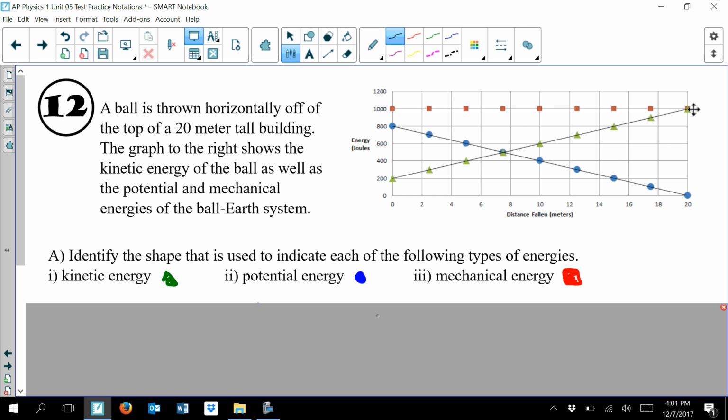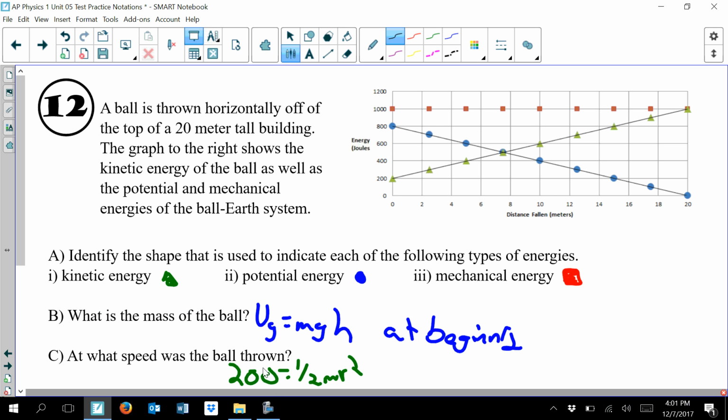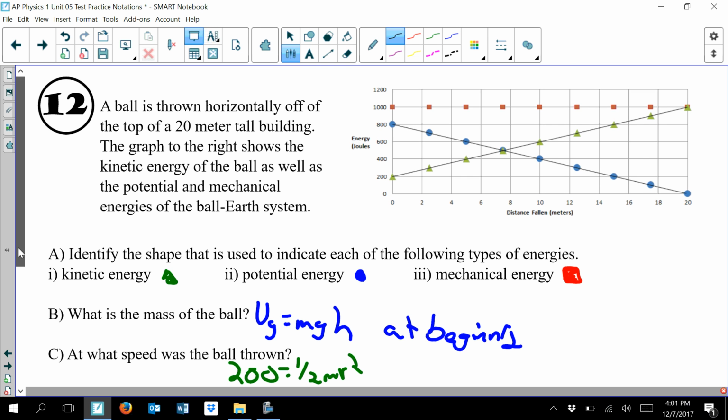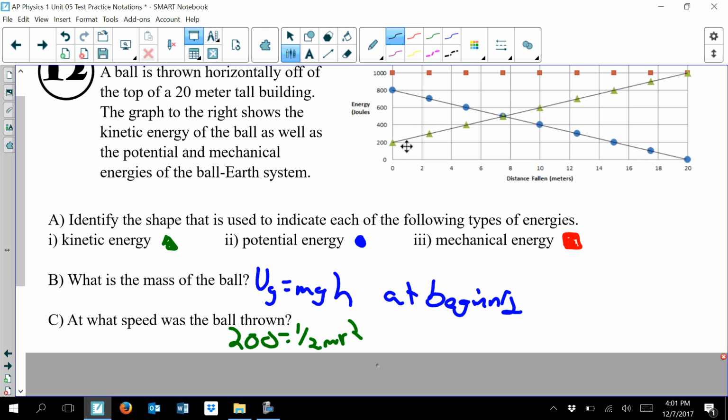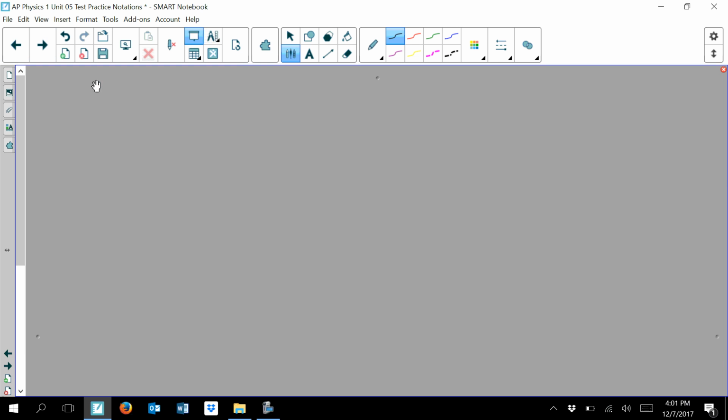But then it ends up with all of the energy being just kinetic energy. To find the mass of the ball, we could pick any point and do mgh. I would personally pick the beginning because I know it's 20 meters and I know it's 800 joules, so I can plug in there. And then, at what speed was the ball thrown? Again, we can take this first point now that we know the mass, and that energy is 200 joules of kinetic energy that we start with.